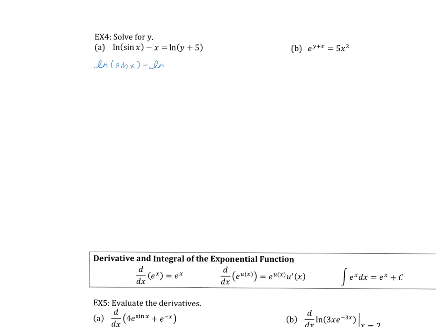So I'm going to subtract the natural log of y plus 5 from both sides, and I'm going to add x to both sides. So I get all my logs on one side, everything without a log on the other side. And then I'm going to use my log properties to write this as a natural log of sine of x over y plus 5. Okay, so now this is an equation. I'm allowed to take this to the power of e on both sides.